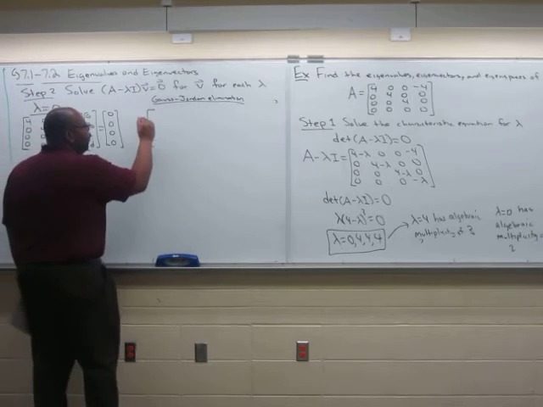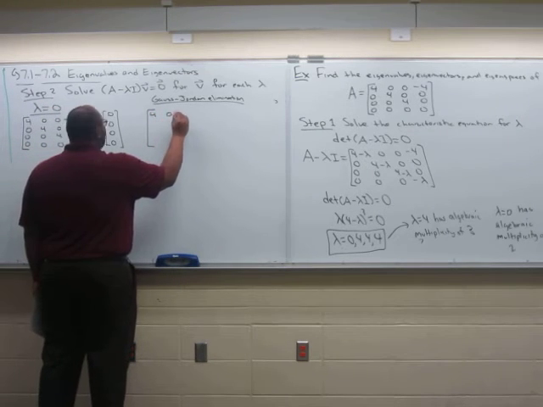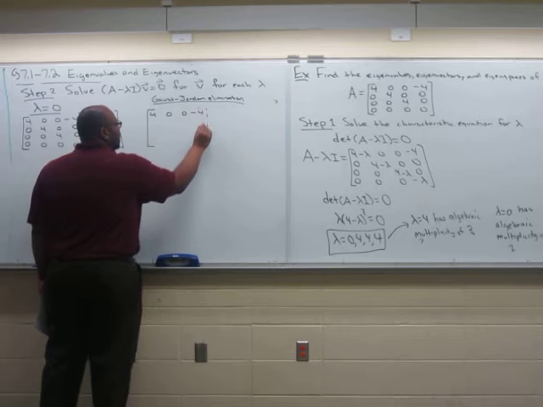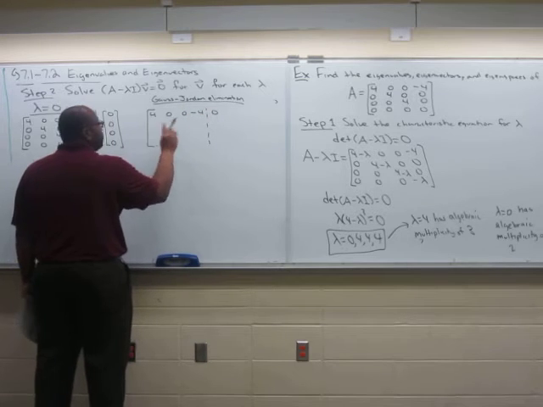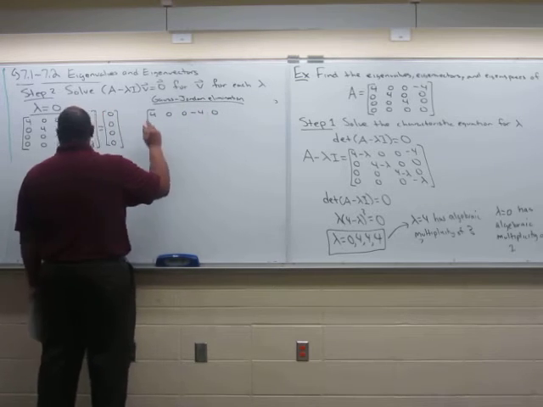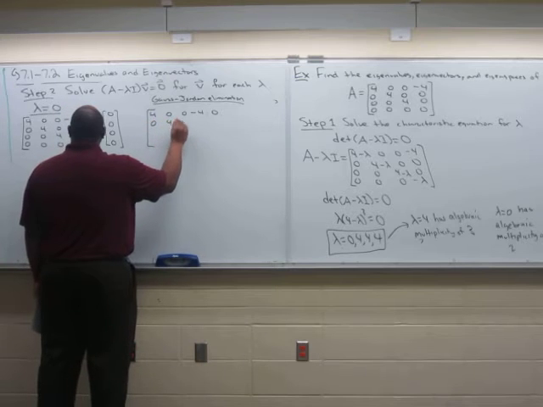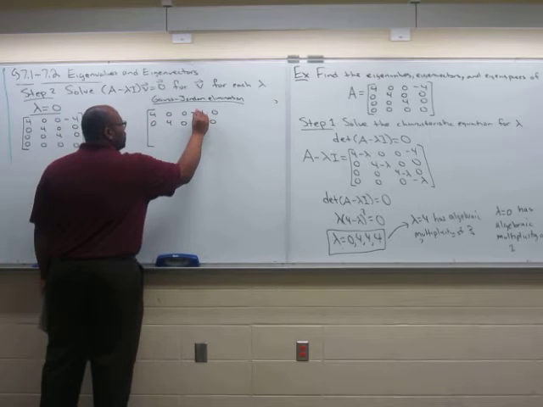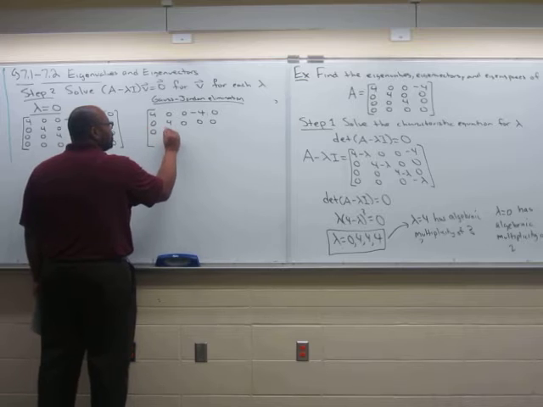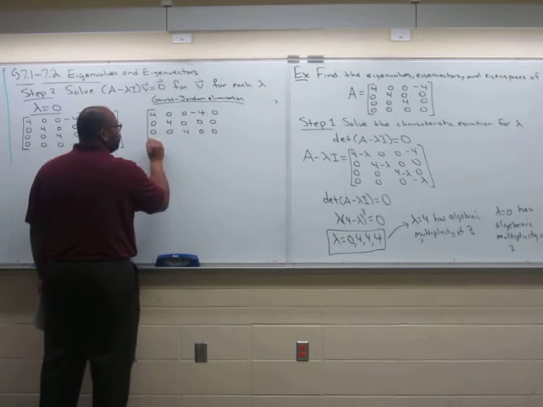And here I have 4, 0, 0, negative 4, dot, dot, dot, dot, 0. Oh, let me use a different color again. I'll do that in just a second. 0, 4, 0, 0, 0. 0, 0, 4, 0, 0, and a row of zeros.